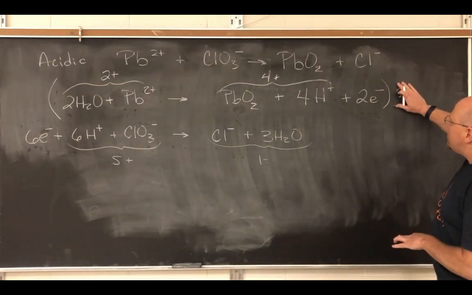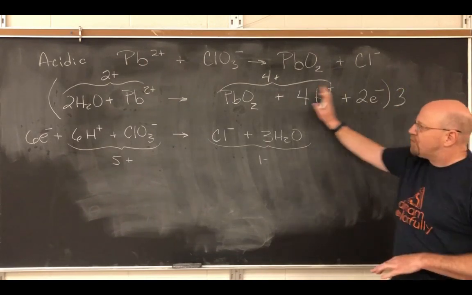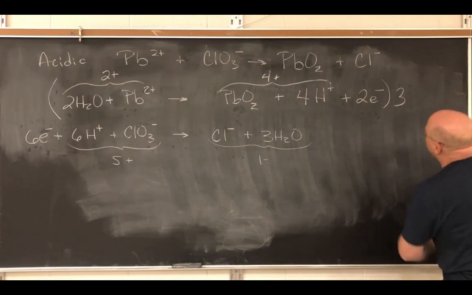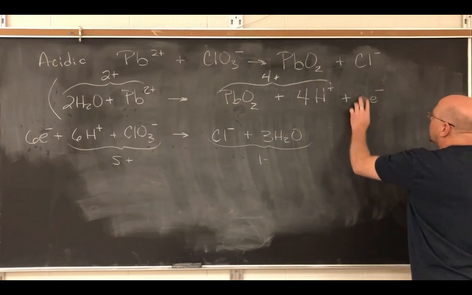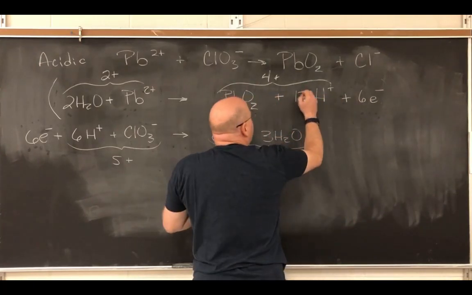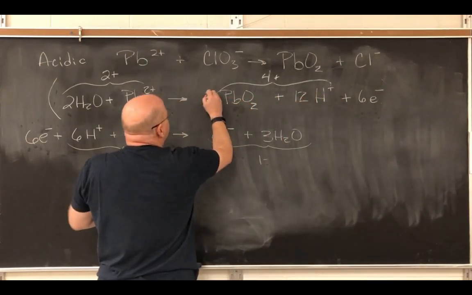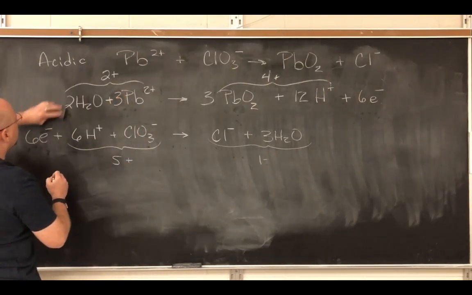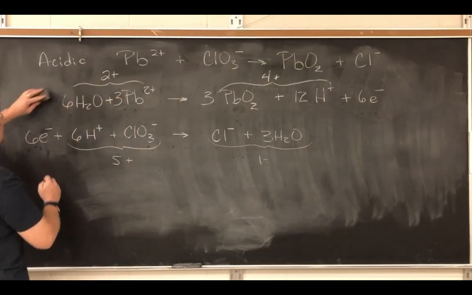So this 3, then, we're going to distribute through this entire reaction, and say that we're going to have 6 electrons, 12 hydrogens, 3 lead oxides, 3 leads, and 6 water.